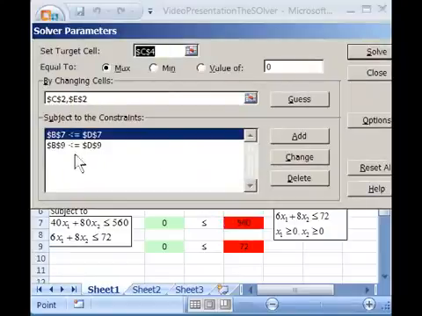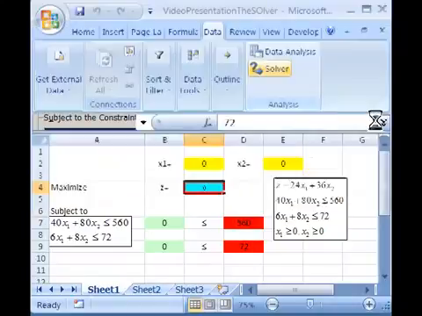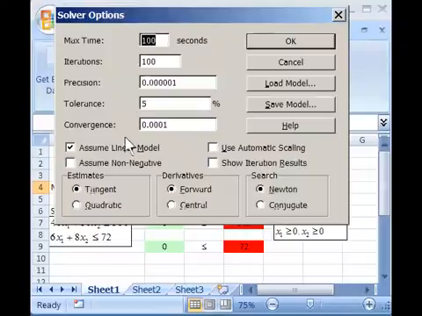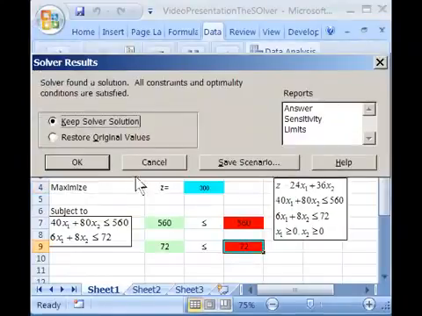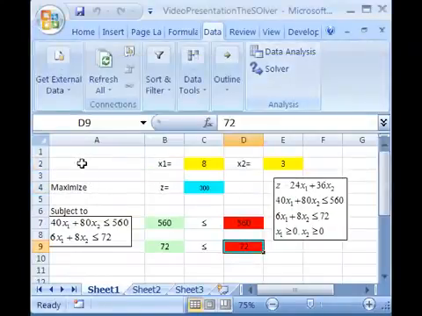I'm going to click cancel because I have them both in here. Put both constraints in. Then click the options button. In the options, make sure you assume a linear model and non-negative results because that was one of your constraints. Click OK and then click Solve. Say OK to keep the solver results, and there is your answer.